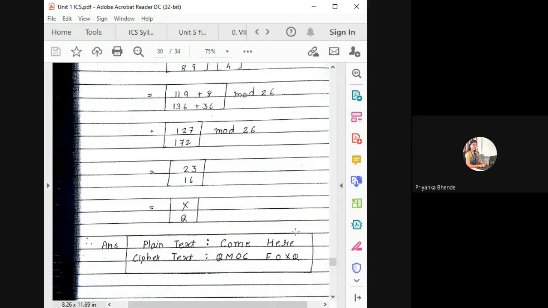So gathering all these values, we get the ciphertext QMOCFOXQ. So by solving using the Hill cipher, we get the ciphertext here.